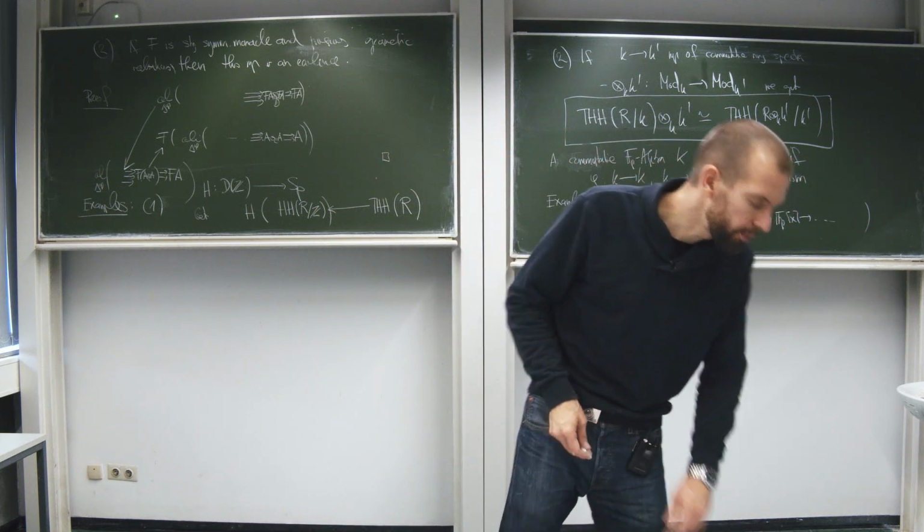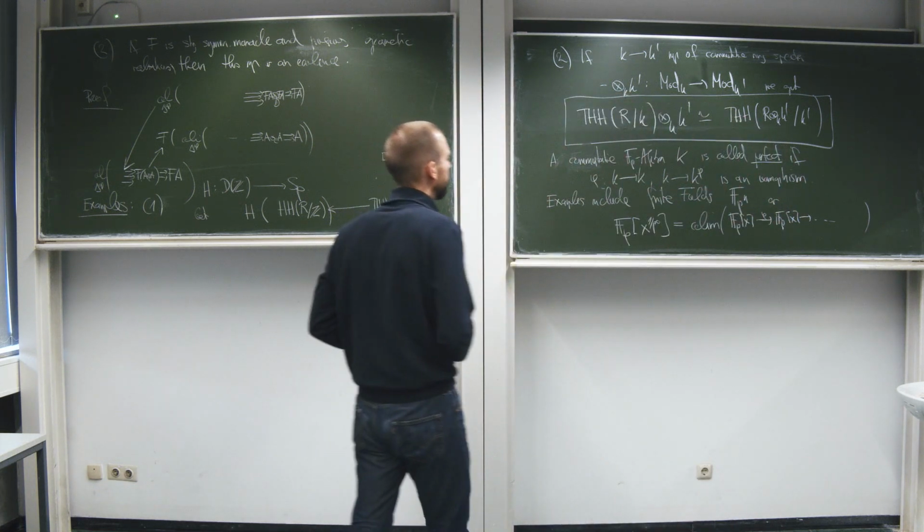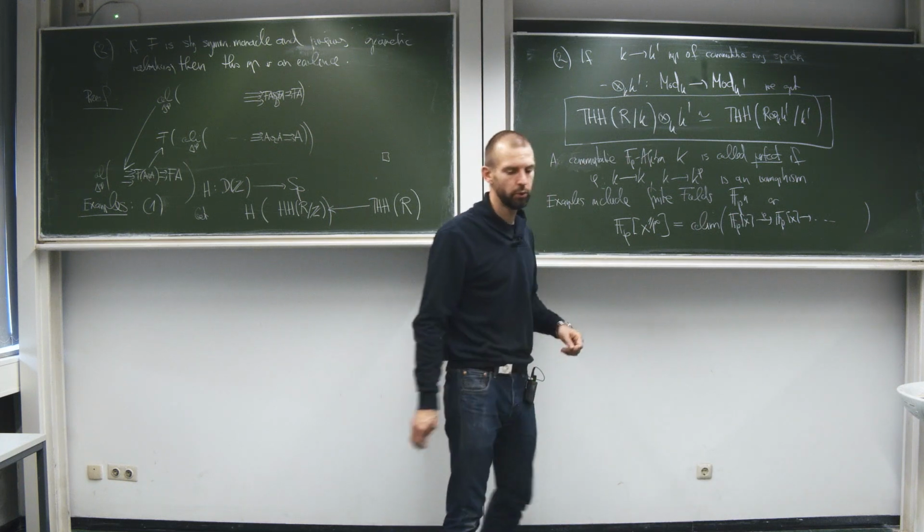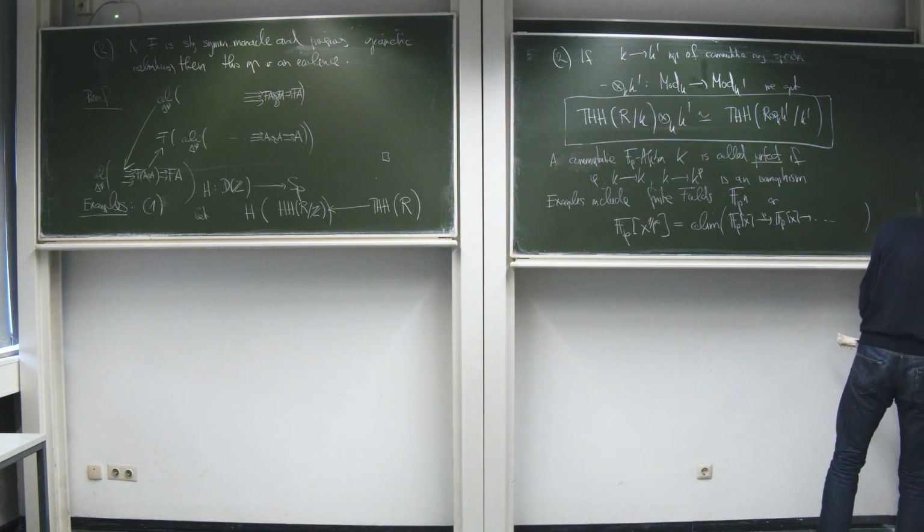And what we want to do is, for a general perfect ring, compute THH and prove a version of Bökstedt periodicity.